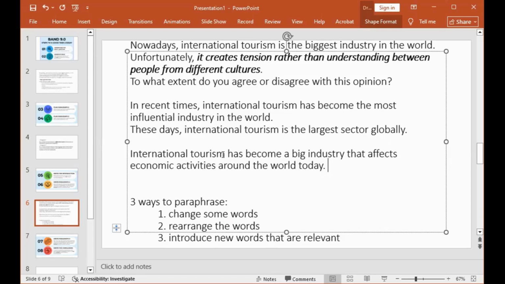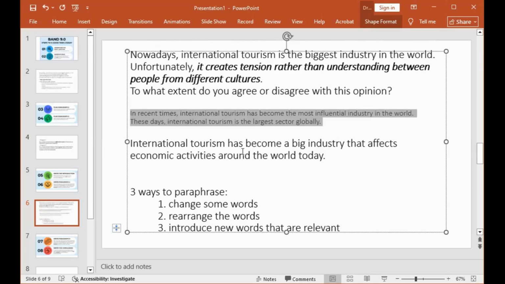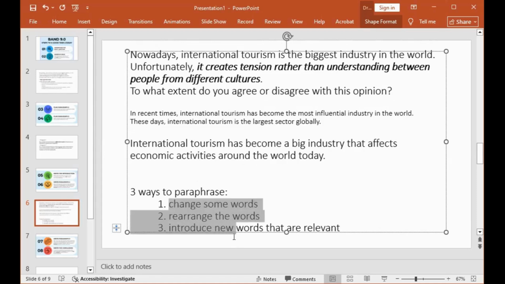Now we have sentence 2, so let's continue with this second one. These other ones that we do, let's just leave them. Let's reduce the size. So this one is what we are going to be using: International tourism has become a big industry that affects economic activities around the world today. Okay, so next sentence. Let's paraphrase it. Again, we'll follow these three things. You can do any one or two of these three things, or we can do all three. The next sentence is: Unfortunately, it creates tension rather than understanding between peoples from different cultures.